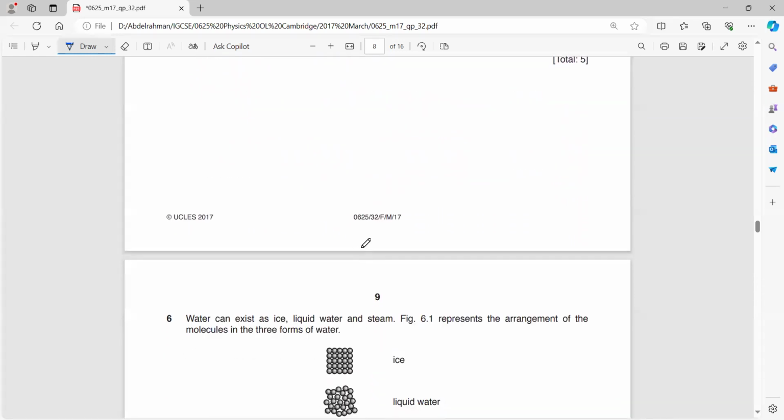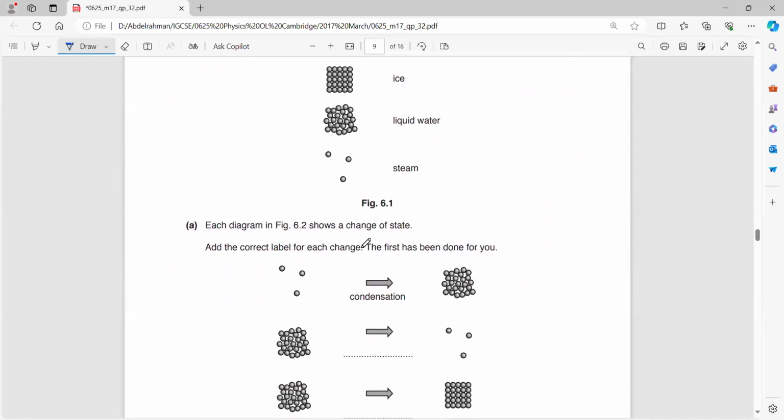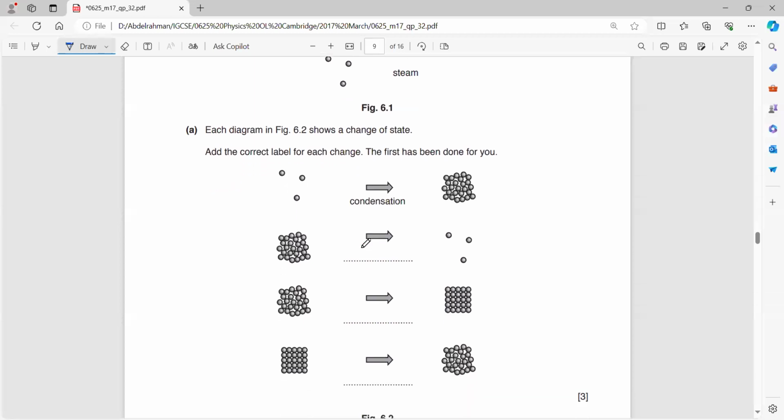No, wrong. Condensation. Then the second one, it was liquid, it became gas, which is quite obvious. You can say evaporation or boiling. Both of them are correct. From liquid to solid, definitely this is freezing, or solidification, I mean. You can say freezing or solidification, and definitely from solid to liquid is melting.